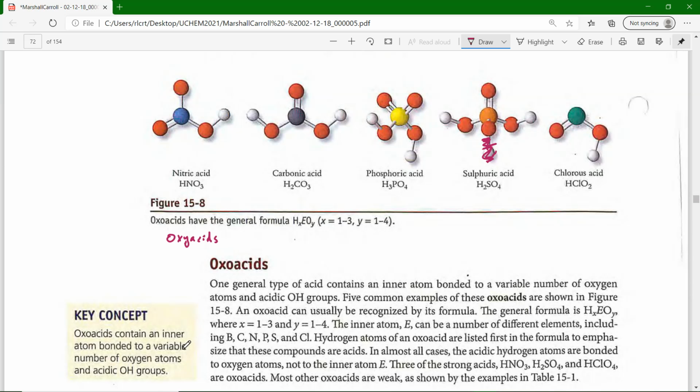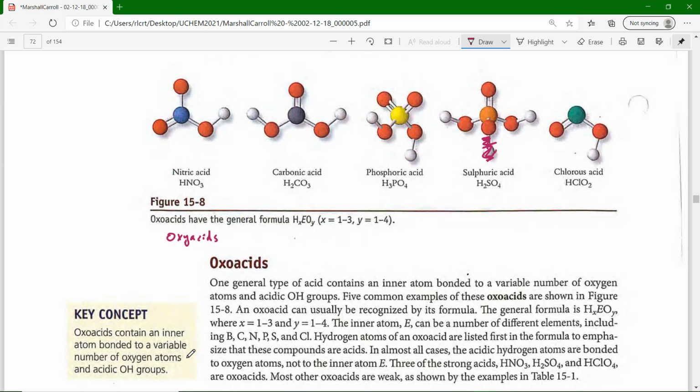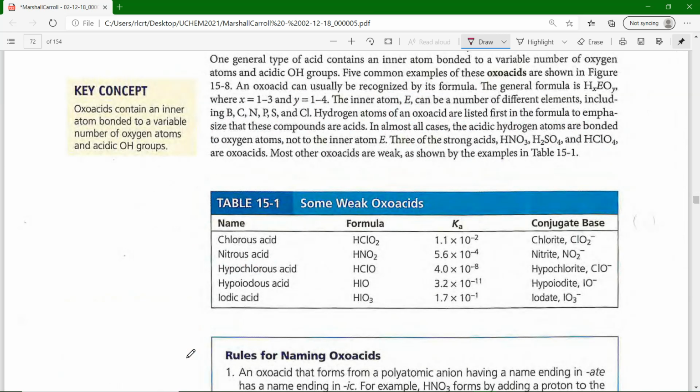So oxoacids contain an inner atom bonded to a variable number of oxygens and acidic OH groups. Really? I don't know. I would just say the hydrogens are bonded to the oxygen. That's better. So here's some names: chlorous acid, nitrous, hypochlorous, hypoiodous, iodic, and there's Ka values.